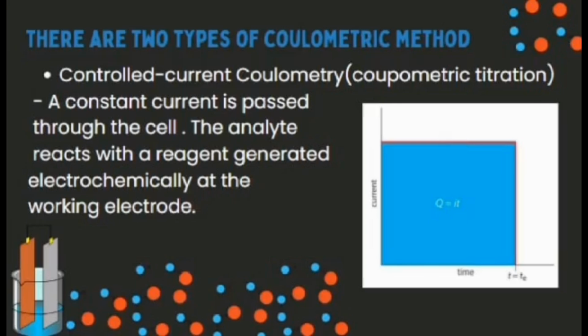Next are the disadvantages. It is less selective than constant potential colorimetry, as any electroactive species present at the working electrode potential will react. It requires precise control of the current, and it is not suitable for analytes with slow reaction kinetics.